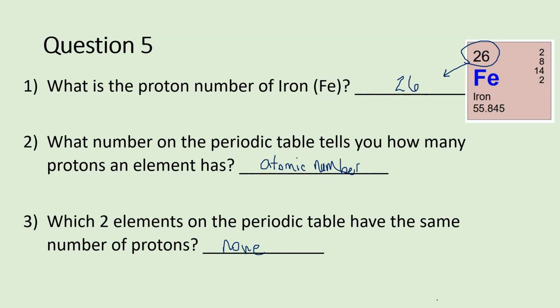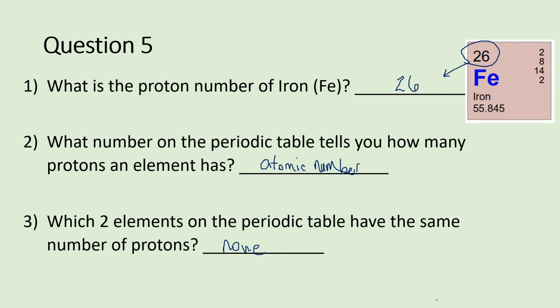Okay, the proton number for iron is 26. What number on the periodic table tells you how many protons an element has? Well, that would be the atomic number, which is above the symbol. And then number 3, okay, that was a trick question. What 2 elements on the periodic table have the same number of protons? None of them do. Because remember, the proton number identifies the element.